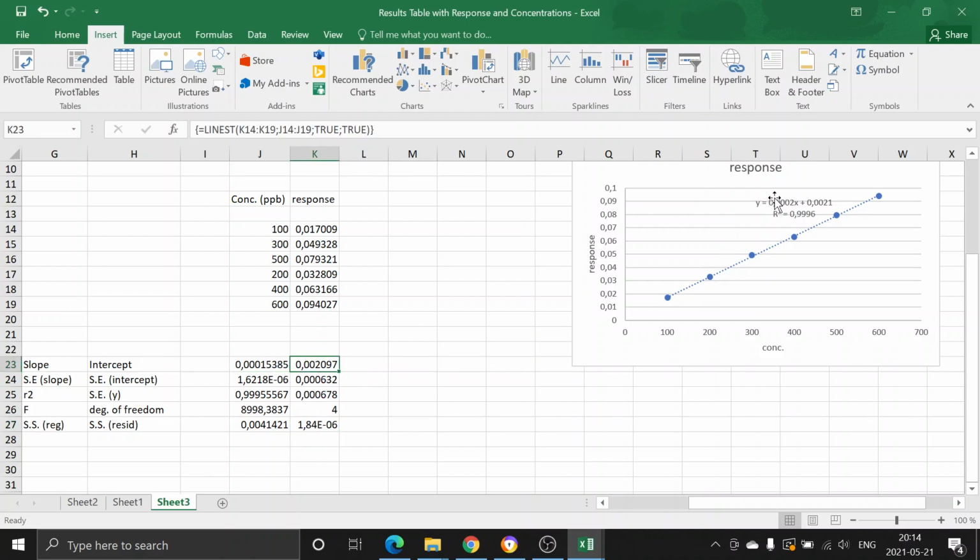So instead of this oversimplified 0.0002, this is your slope, take this one to calculate the imidazole concentration in the extract. Intercept was okay, 0.0021, but you may want to go with this one, 0.002097.